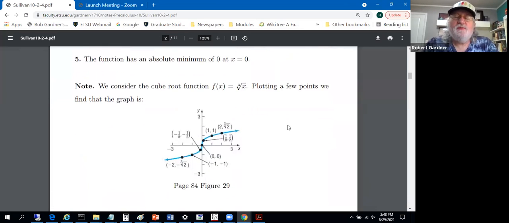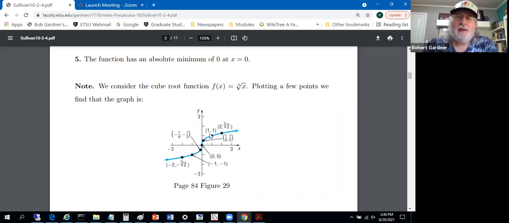How about the cube root function? We dealt with square roots, let's do cube roots. Let's plot some points. Here they've plotted 0, 0. The cube root of 0 is 0. They've plotted 1/8, 1/2. Cube root of 1/8 is 1/2 because 1/2 times 1/2 times 1/2, that's 1 over 2 cubed. 2, 4, 8, that's 1/8. That's right. Cube root of 1/8 is 1/2.